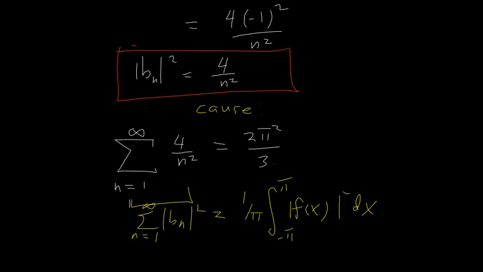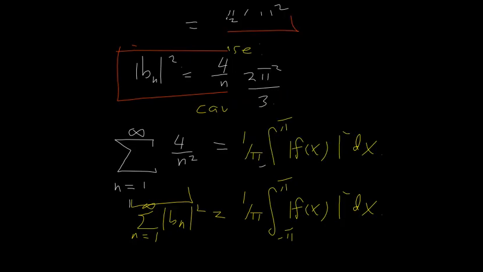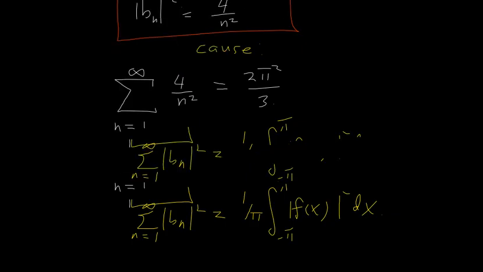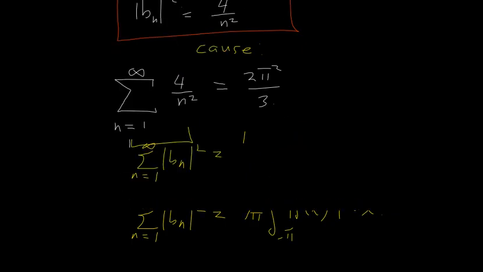Now, let that sink in. I'm going to erase this. All right, so now that we know that, notice that I can pull the 4 out because it's a constant. So pull the 4 out.